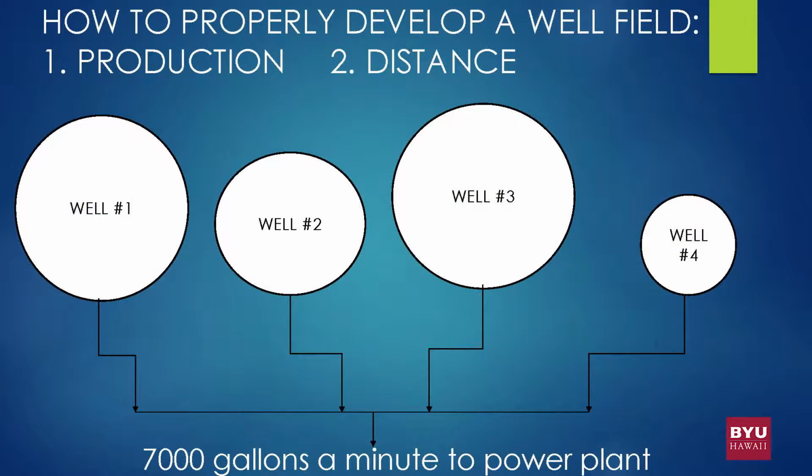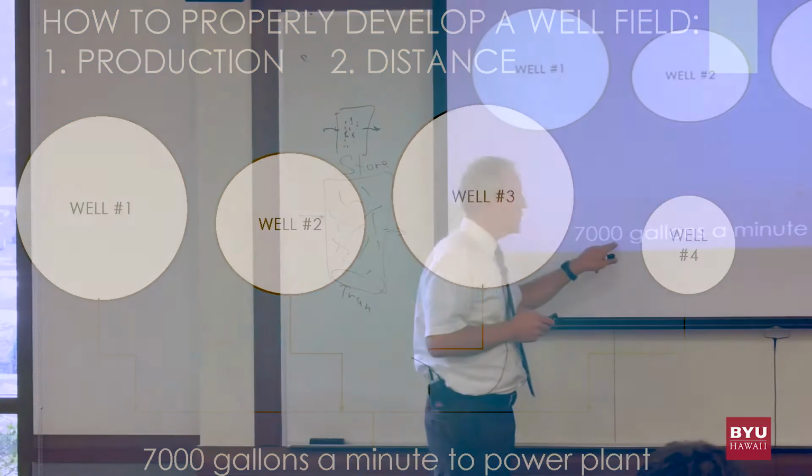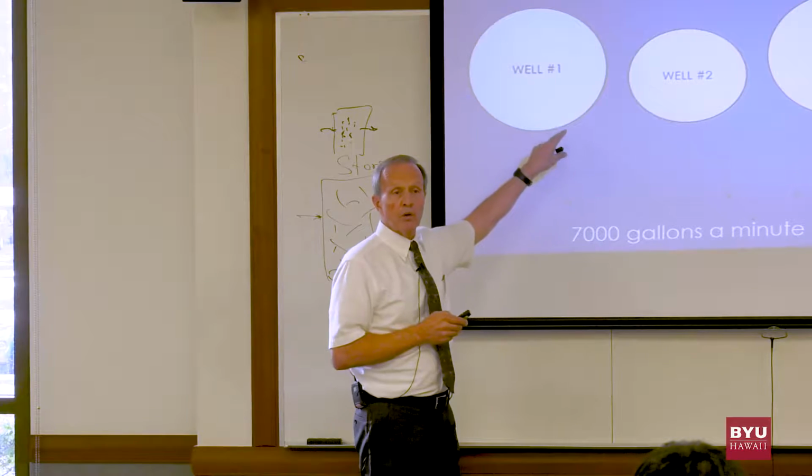You'll notice these are larger and smaller wells. Some of them are 1,500, maybe one of them is an 800 GPM well. And so then you say, okay, I need 7,000 gallons. How many wells is it going to take?